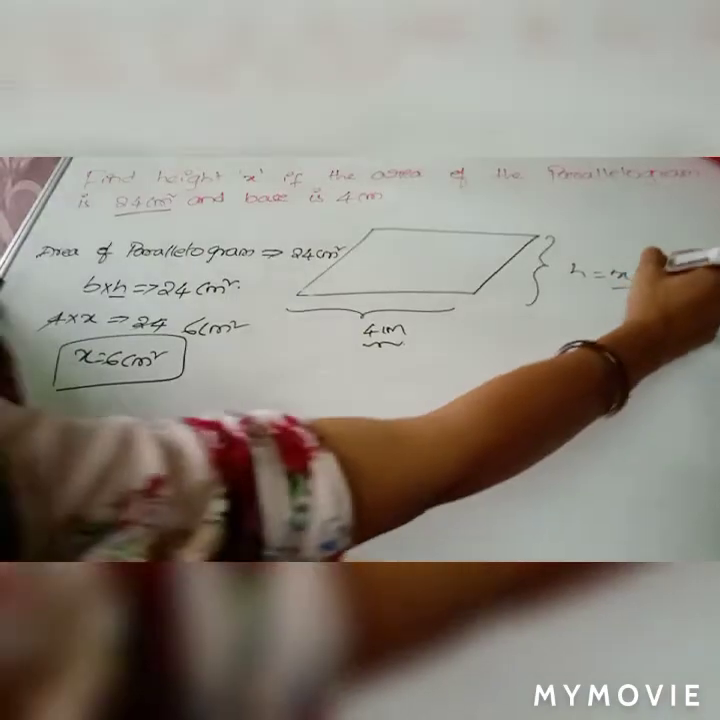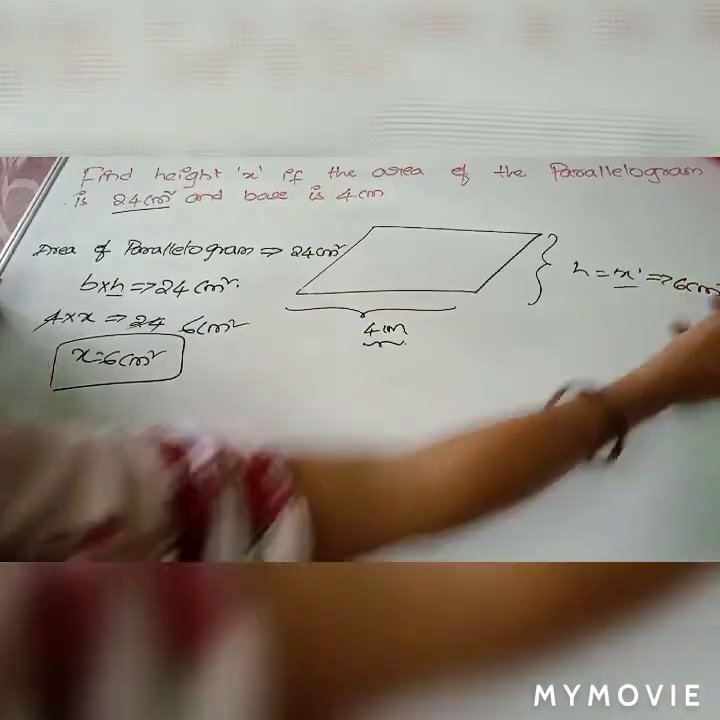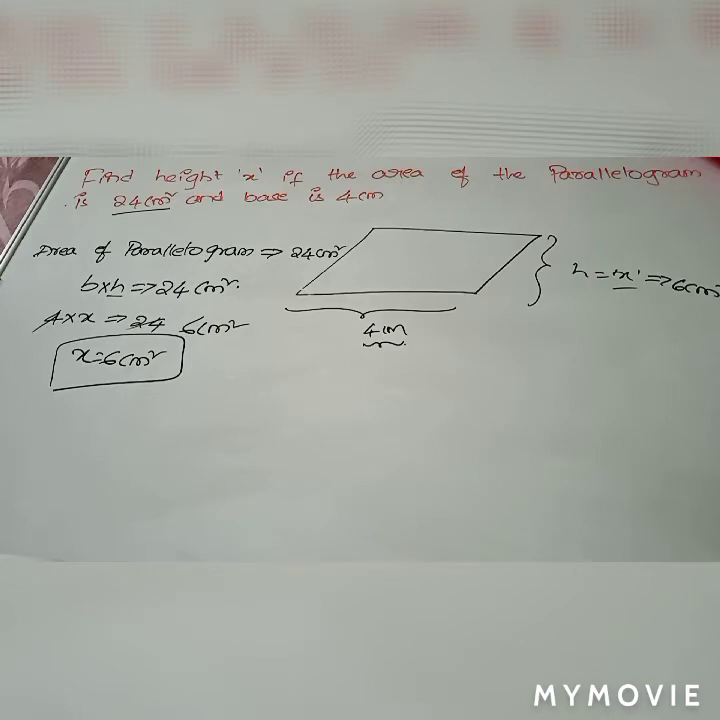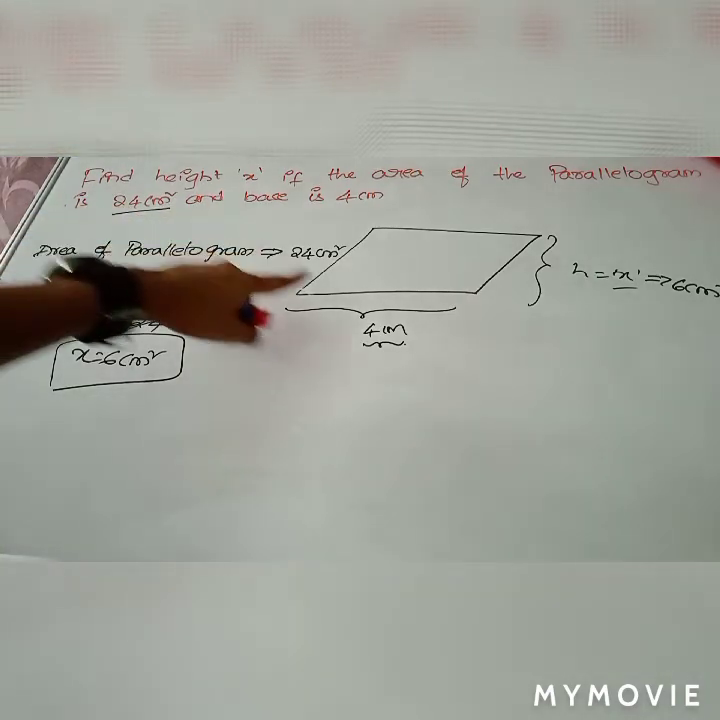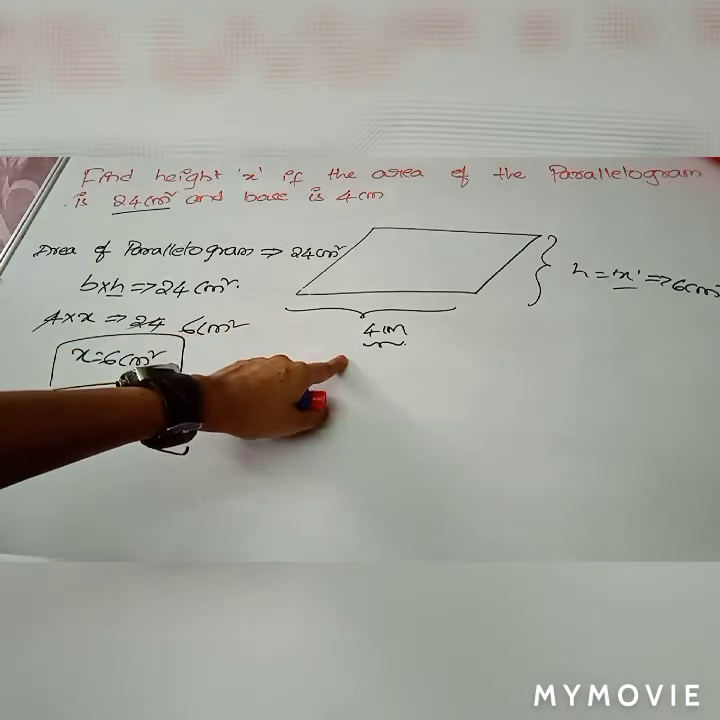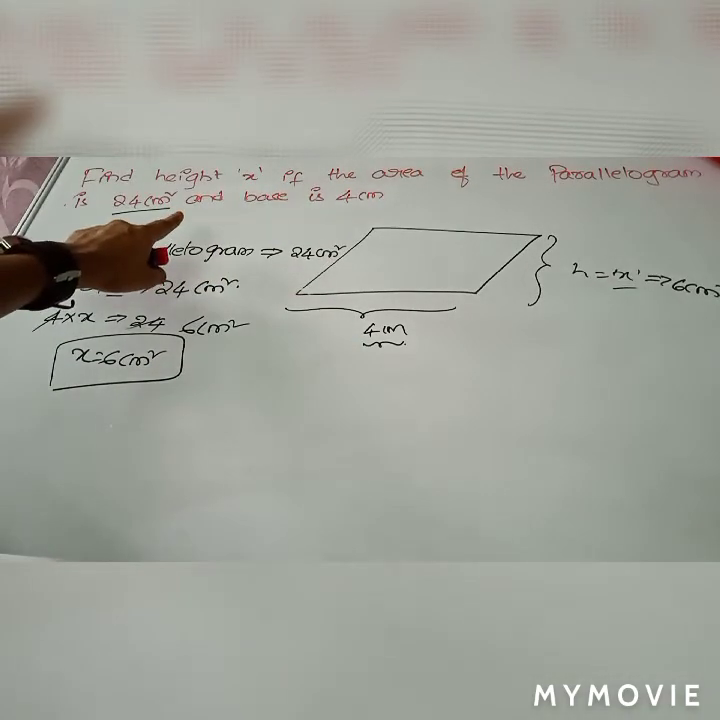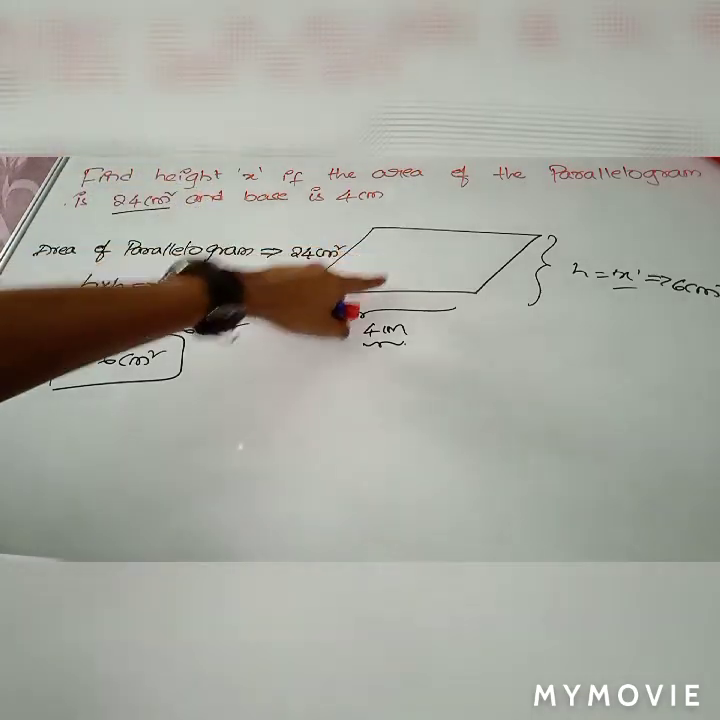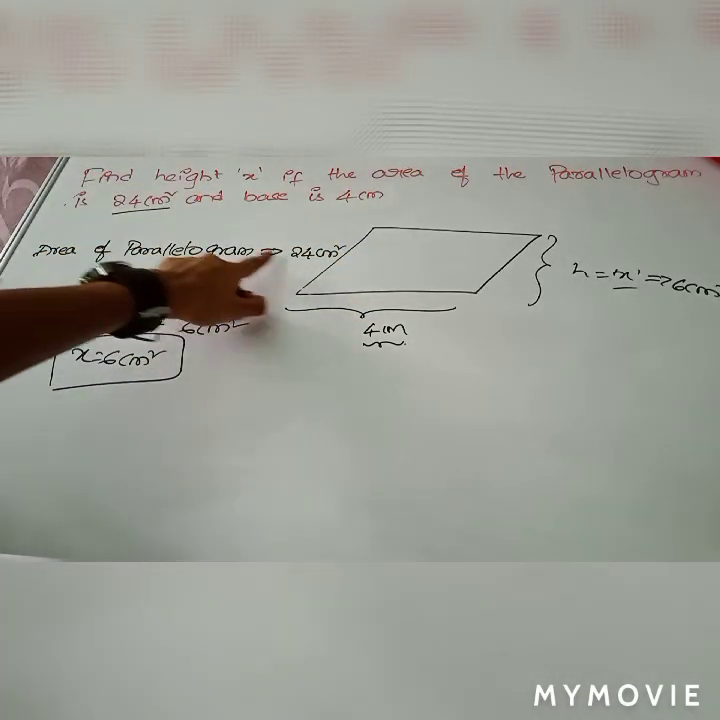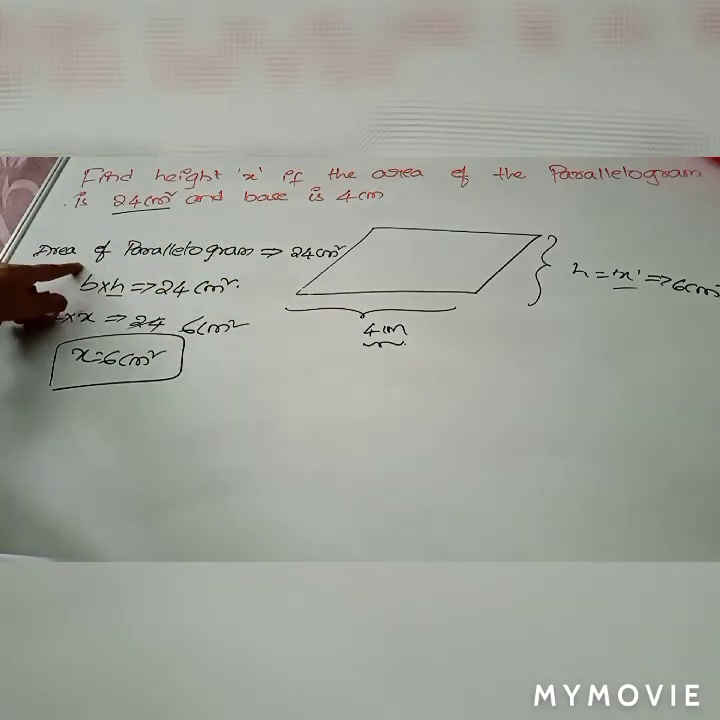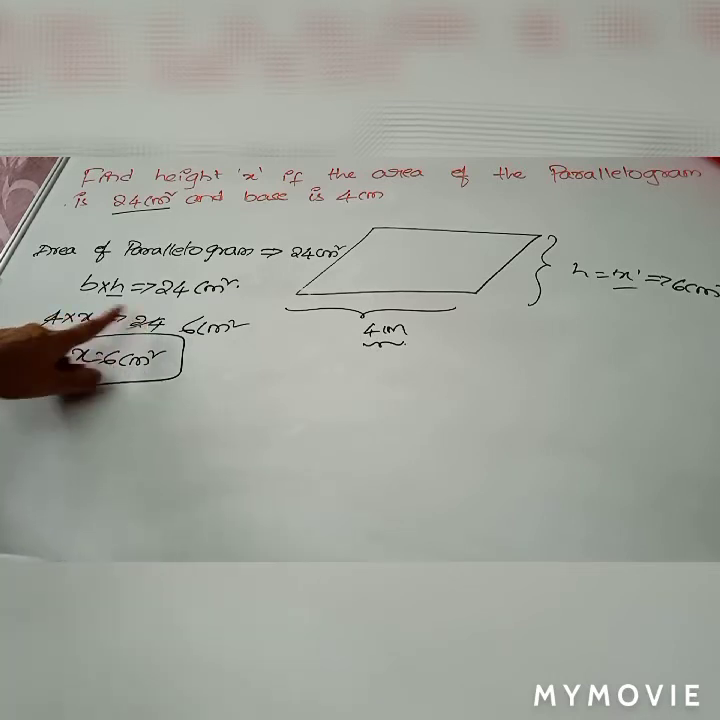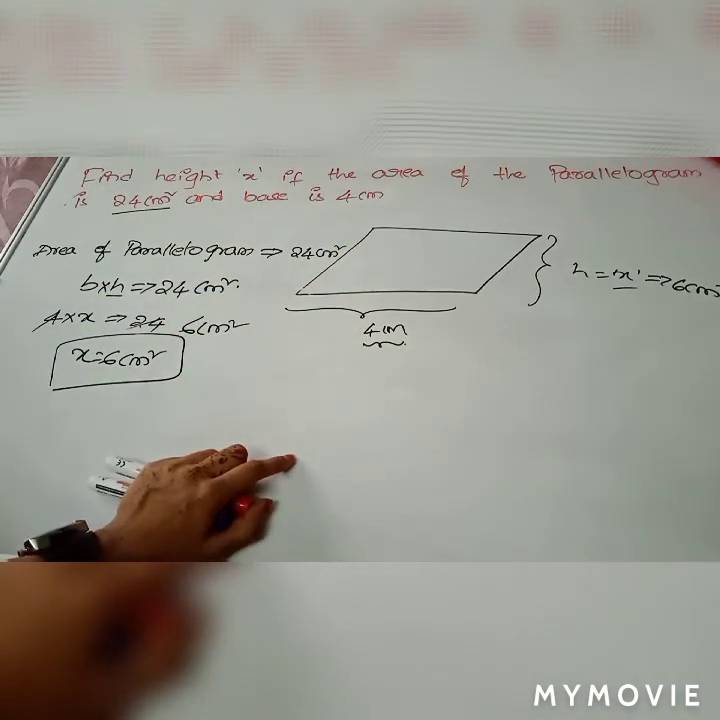So what's the height of this parallelogram? The height of this parallelogram is 6 centimeters. Is it clear? We need to find the height of the parallelogram, the base is 4 centimeters and the area is 24 square centimeters. We know the area formula is base into height, equal to 24. The base value is 4, so 4 into x is equal to 24, and 4 sixes are 24, where x is equal to 6. So the height of this parallelogram is 6 centimeters.